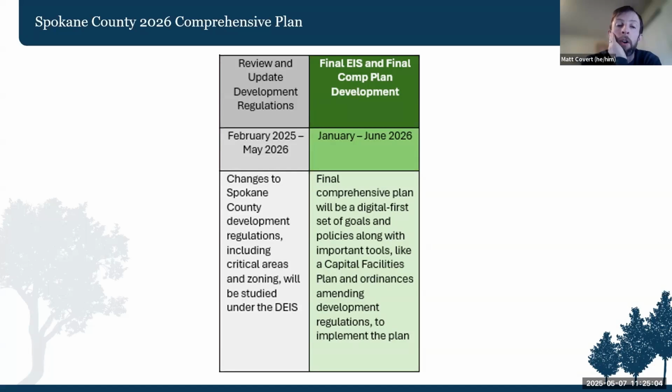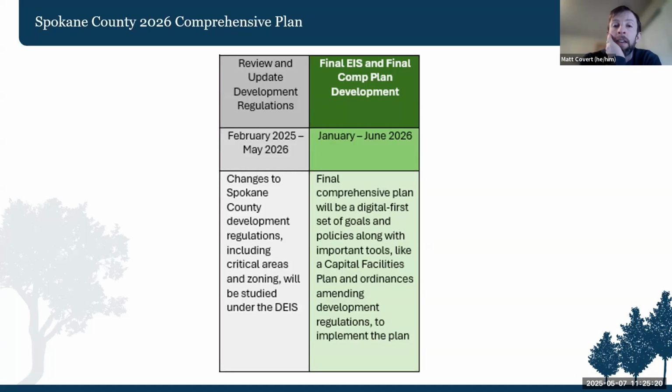So we've already started looking at existing code, but we won't know about a lot of it until the preferred alternative is selected. So the development regulations portion of this actually stretches for more than a year. You'll see on there it goes all the way from now essentially through May of 2026.